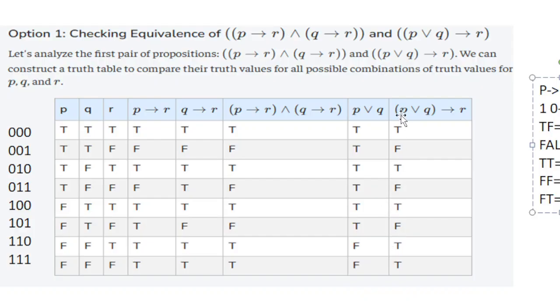As you can check, the columns P or Q implies R, and P implies R and Q implies R, are getting the same truth values. So these statements are logically equivalent. Okay, I hope this is clear.